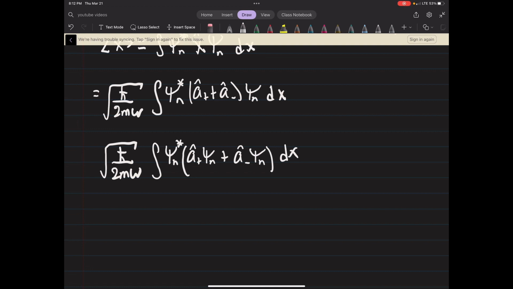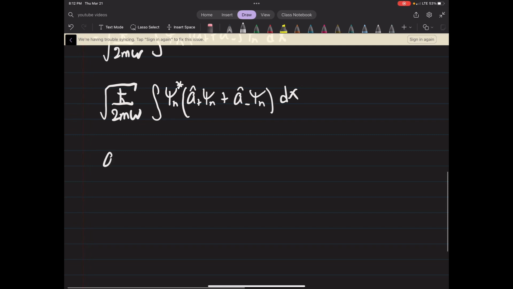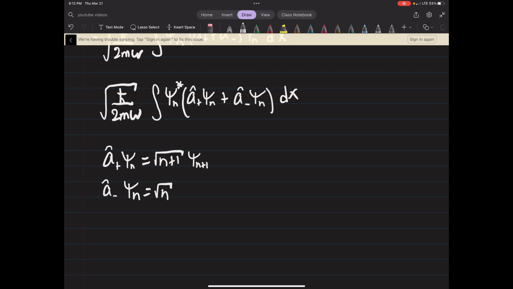Now at this point, what's important to know is that when we put our raising operator on our wave function on the nth state, you come back with the square root of n plus 1 times that elevated state. Meanwhile, the lowering operator does something similar, but you just get the square root of n and then psi n minus 1. So it drops us down a state. Alright, so what do we get here?